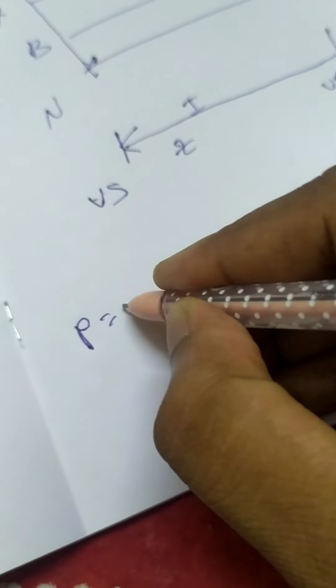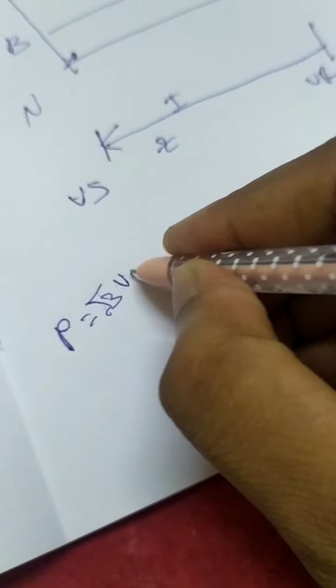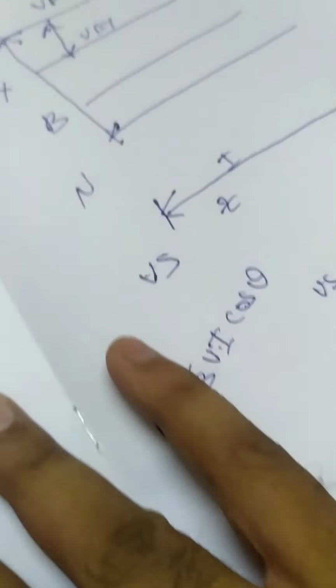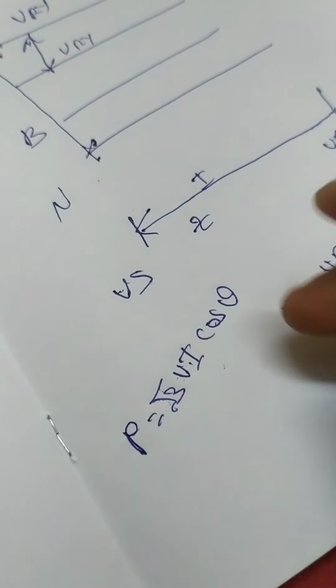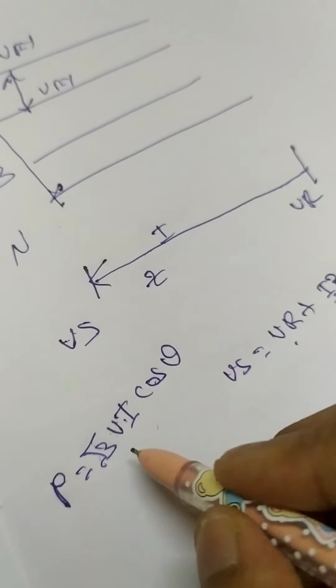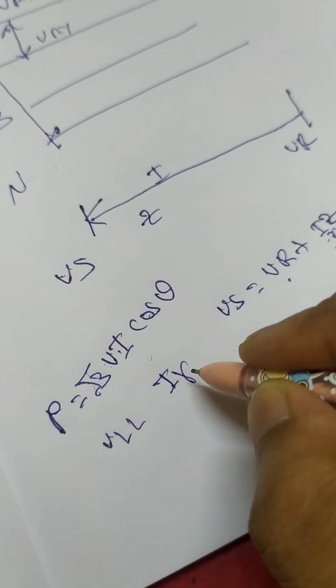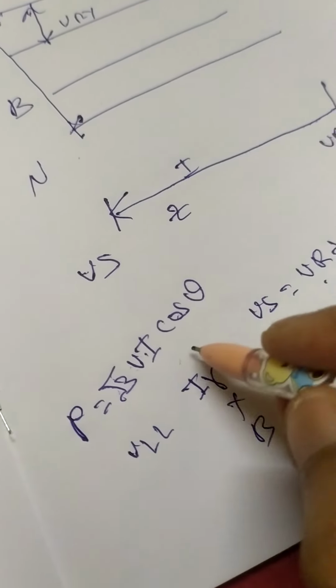Another formula is power: P equals root 3 V I cos phi. Here V is the line to line voltage, I is the phase current, and cos phi is the power factor.